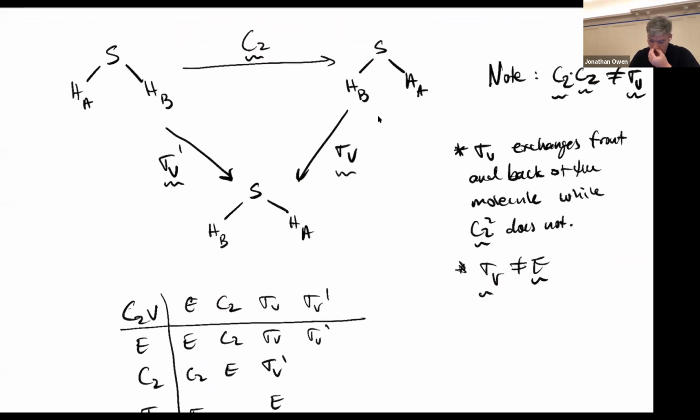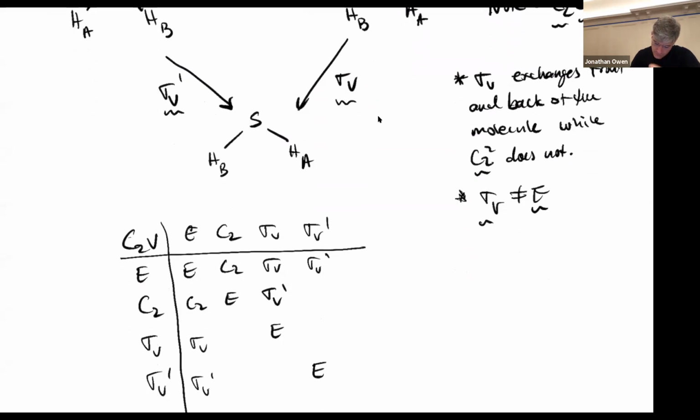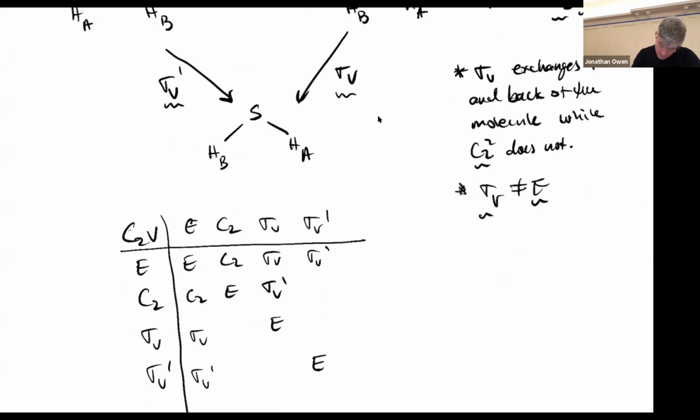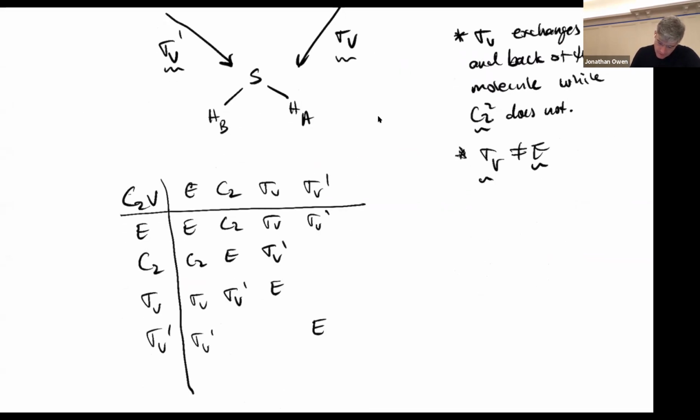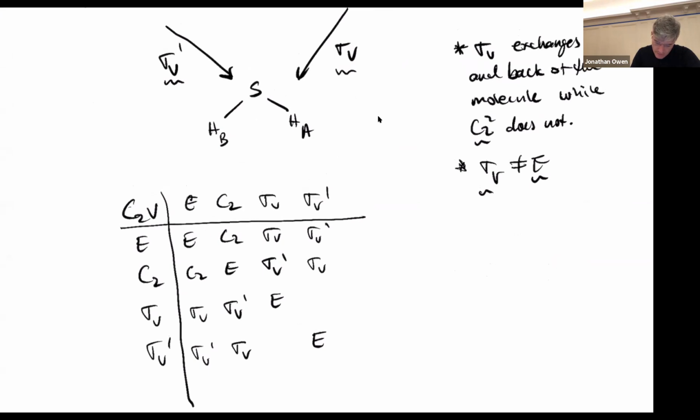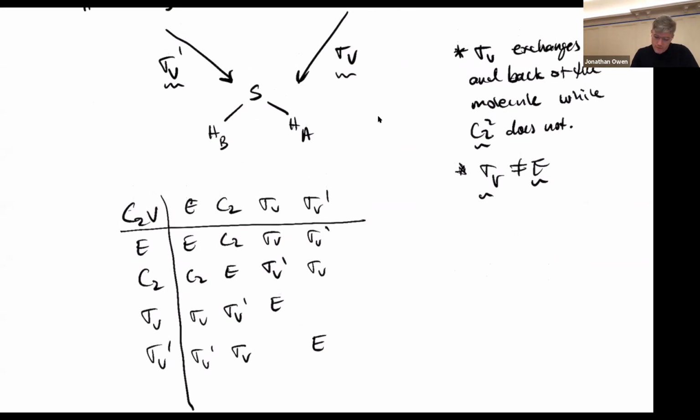And what if we do them in the other order? It's going to give you the same thing. And if I did a sigma V prime first followed by a C2, you're going to get a sigma V. And so on. And what about sigma V followed by sigma V prime?